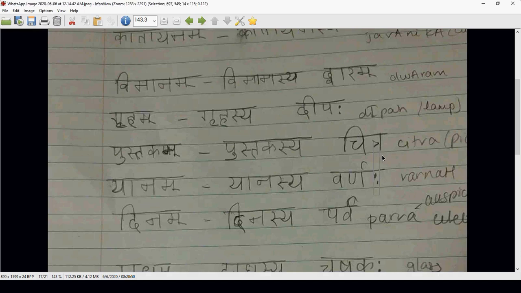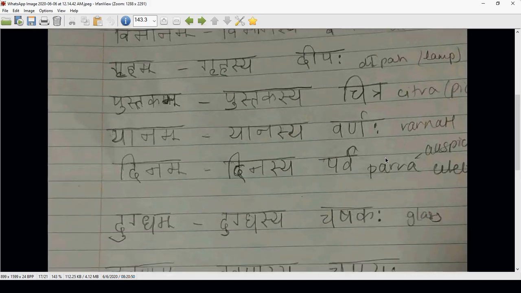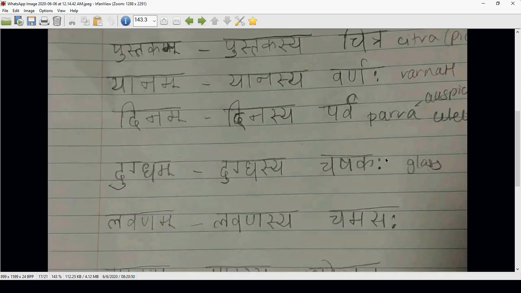Next one, Giovanni, want to help? The next sentence. Yanam, right? So, yanasya varnaha. These sentences are very good, Veena. These are well formed. Yanasya varnaha. I just don't remember the meaning of yanam. Yanam is vehicle. Ah, yes, of course. Yanam, yanasya varnaha, varna is color.